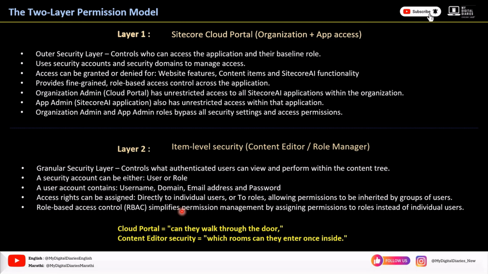Let's tie this together with a simple line. Cloud Portal access answers the question, can they walk through the door? Content editor security answers the question, which rooms can they enter once they are inside? Layer 1 gets someone into the building. Layer 2 decides where they are allowed to walk once they are in. Together, these two layers give Sitecore AI a security model that's both strong at the perimeter and precise on the inside. That's the two-layer permission model in Sitecore AI, portal access for the outer layer and item level security for the inner layer.